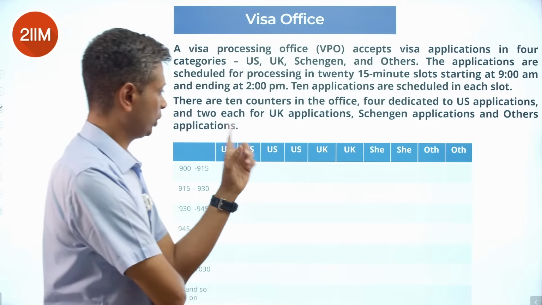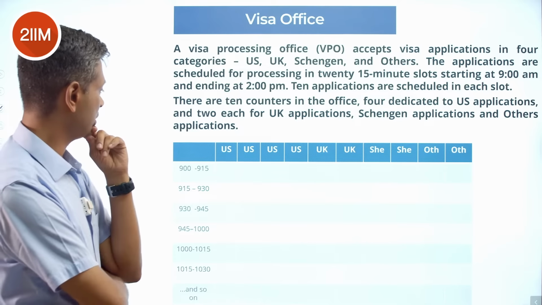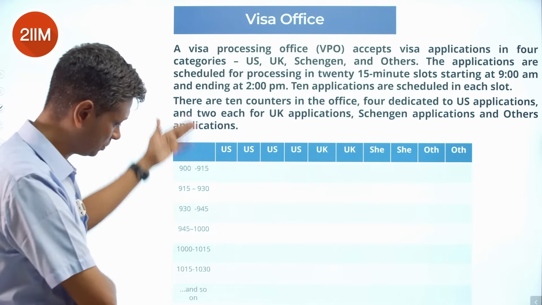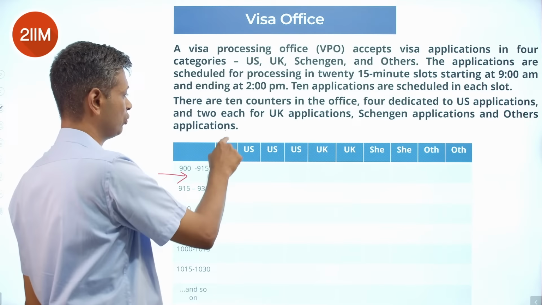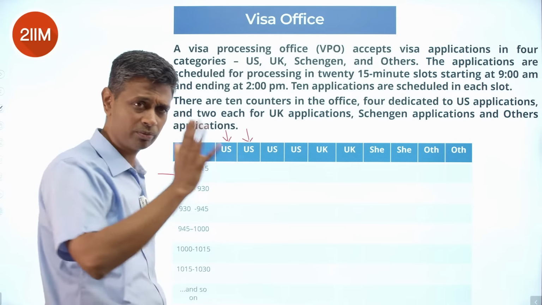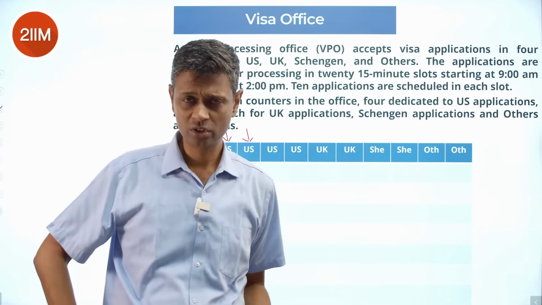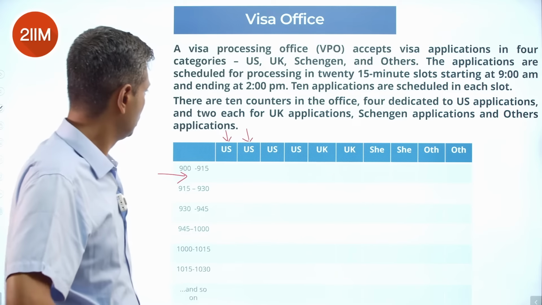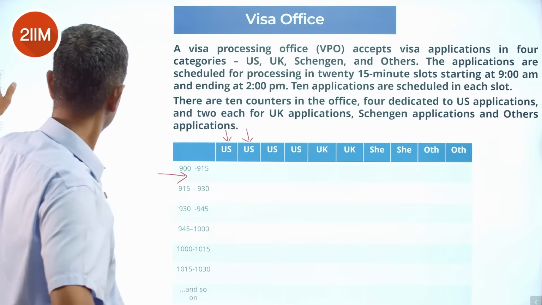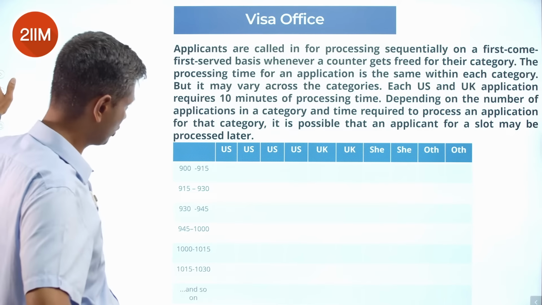US, US, US, US, UK, UK, Schengen, Schengen, others, others. Right? Now, 15 minute slot, 9 to 9:15, 9:30, and so on. I'm calling this a slot, each of these a counter. That's the language they're using. So 10 counters, 20 slots, 200 applications. Right? Lovely. First come, first serve, each US and UK, we've captured all this.